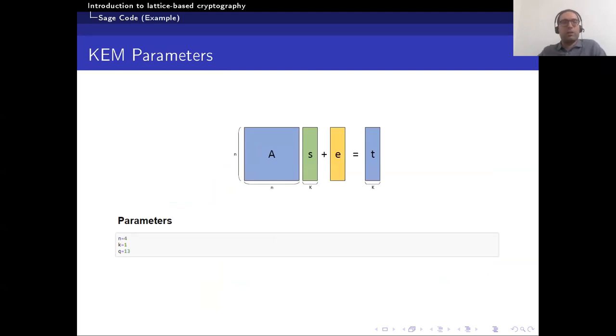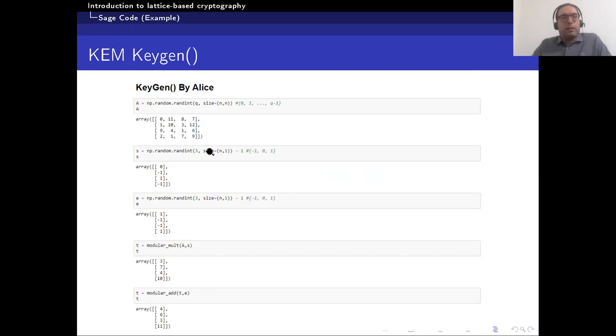Okay, now we want to review an example to see how it works. Consider n equal to 4 as an example only, k equal to 1, and q equal to 13. At the first step, Alice should compute the key generation operation. The key generation needs to choose a random value for A. So as you see here, we have a 4x4 matrix A for Alice.